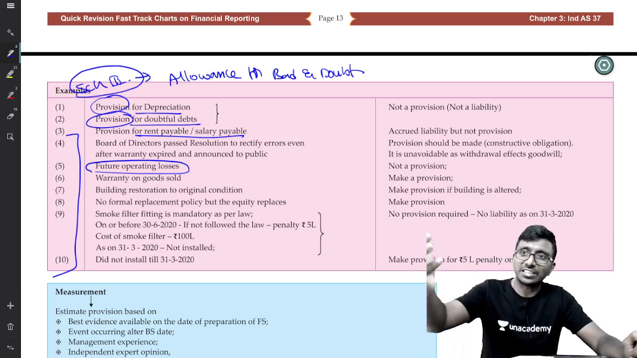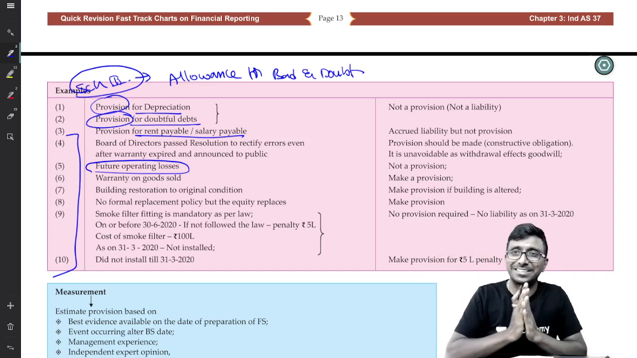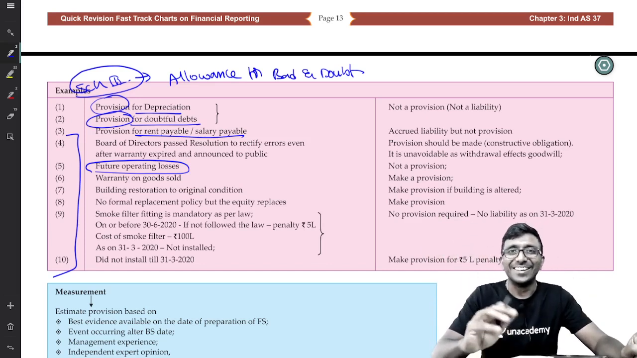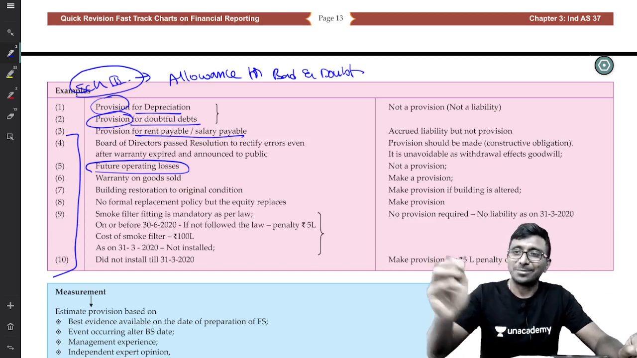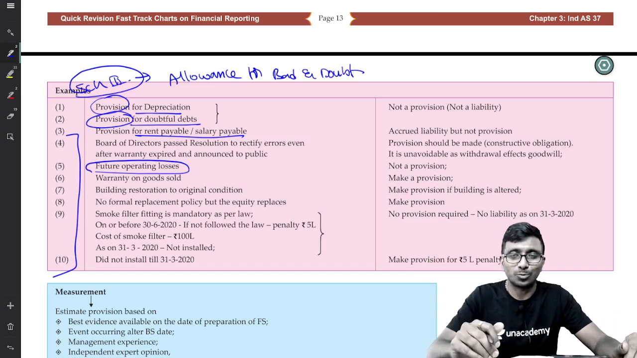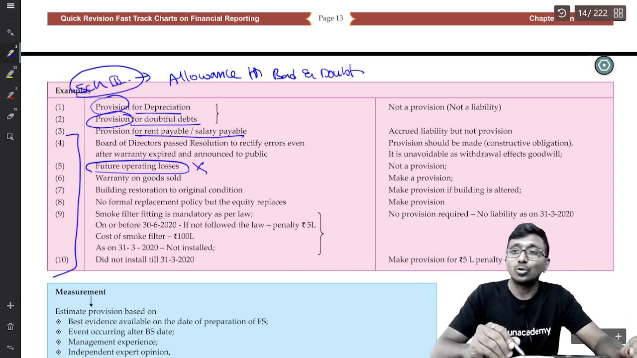I am expecting that next year due to Corona I will be making a loss. Let's not assume Corona will continue. Due to whatever reason, I am going to get a loss of 5 crore rupees in the next financial year. I am expecting that. Shall I book a loss in the current year as a provision now? No, you shouldn't book it.